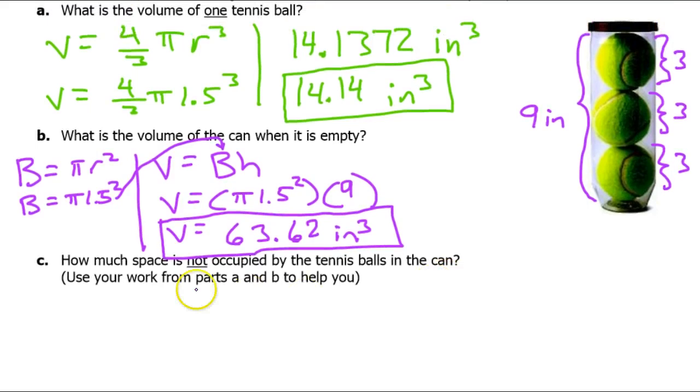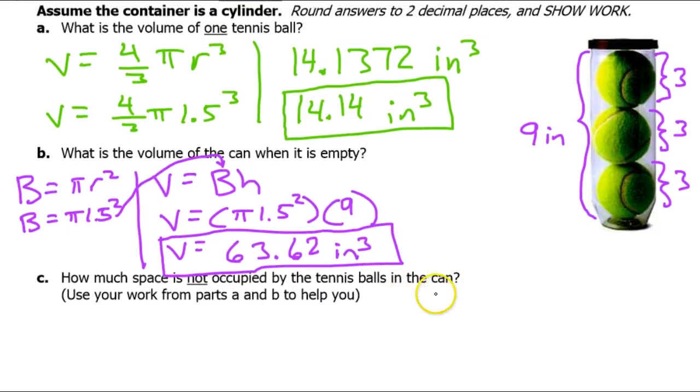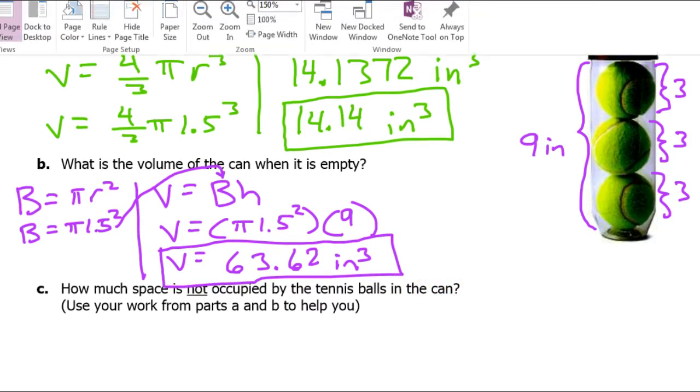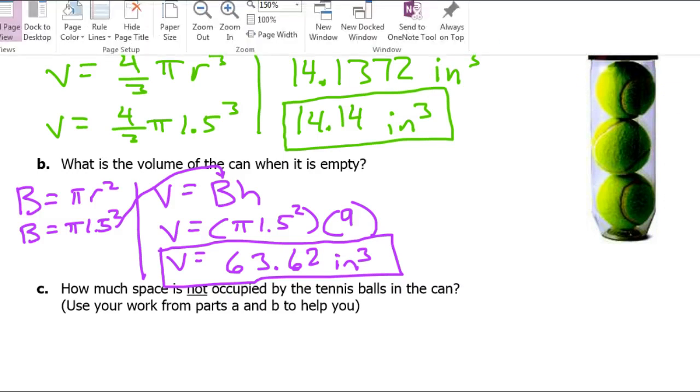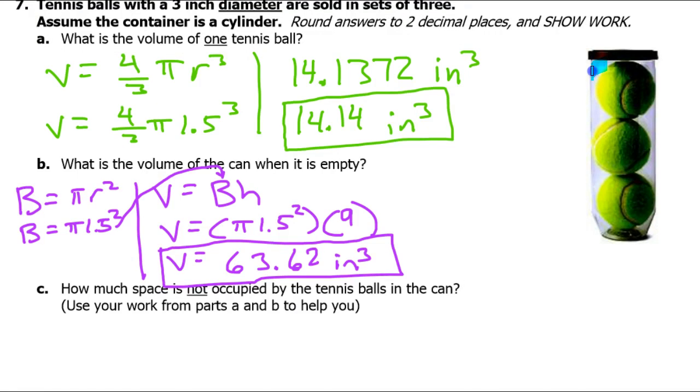Now what? How much space is not occupied by tennis balls in the can? We are looking for the amount of empty space. Basically, if I were to pour water into the can around the tennis balls, and the water were to come in here and just fill in all the cracks, like this, the question is, how much water would there be filling up these cracks? What would be the volume of water? We can subtract.